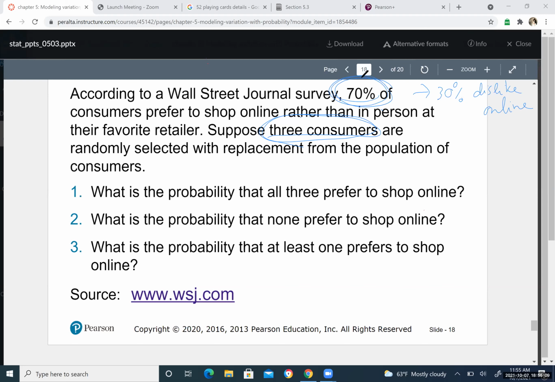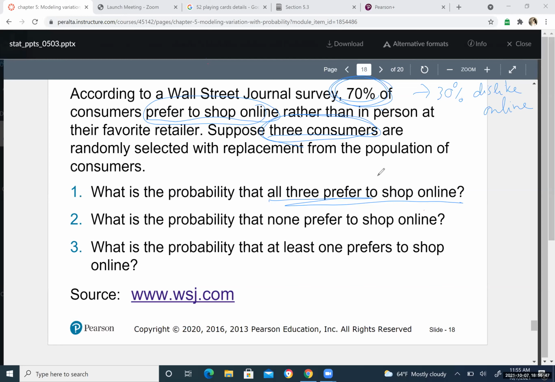So 70% like to shop online, and we're talking about 3 randomly selected consumers. Number one, what is the probability that all three prefer to shop online? All three. This example is similar to the boys and girls, so we can figure it out right away. They are independent events because they're not associated. Three different people, okay? So in order to find the probability that all three prefer online, let me write a shortcut.